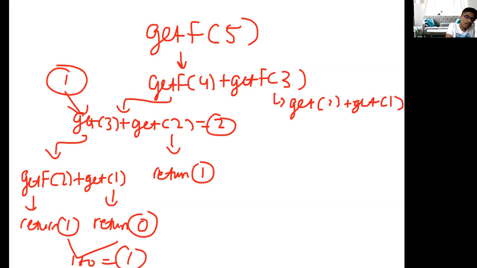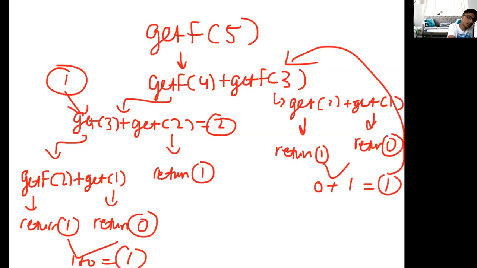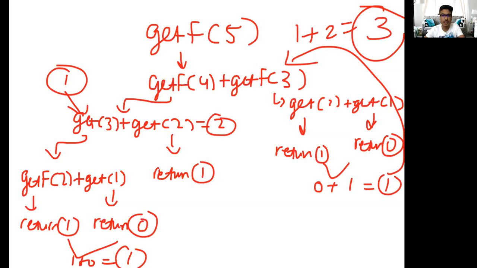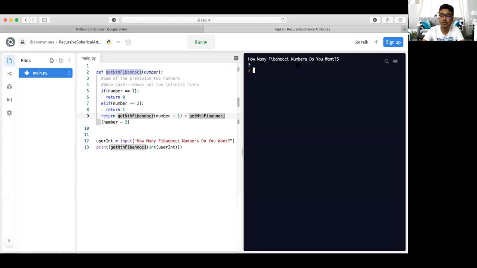And then we have this right side. We know that both of these, get 2 and get 1, are base cases because we have conditions checking for them. Get 2 returns the number 1, and get 1 returns the number 0. 0 plus 1 is indeed 1, which goes back up here, which gets us 1 plus 2 equals 3. And if we head back over to our script, we do see that if we want 5 Fibonacci numbers, the sum of the first 5 Fibonacci numbers is indeed 3.